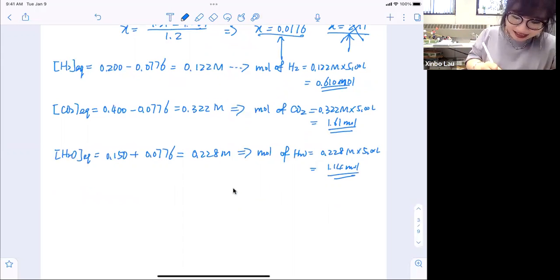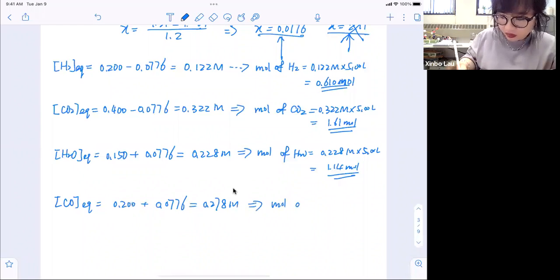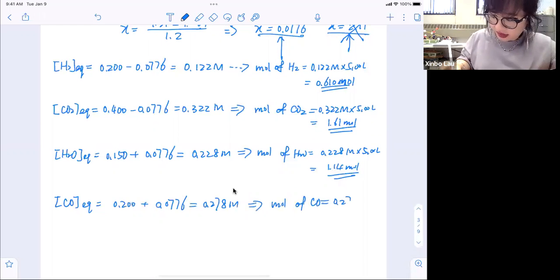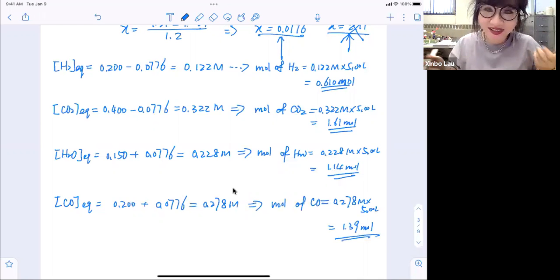Last one, concentration of carbon monoxide, 0.2 plus 0.0776 gives us 0.278. Then moles of carbon monoxide will be 0.278 times 5, which gives us 1.39. Okay, so now we got all the answers.